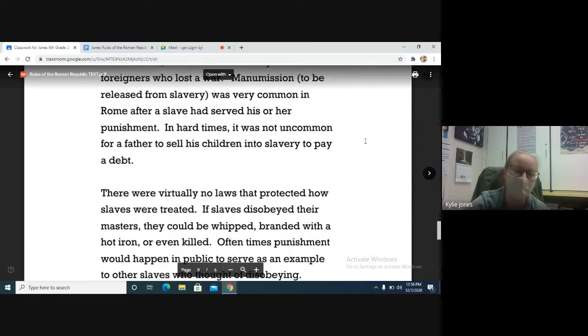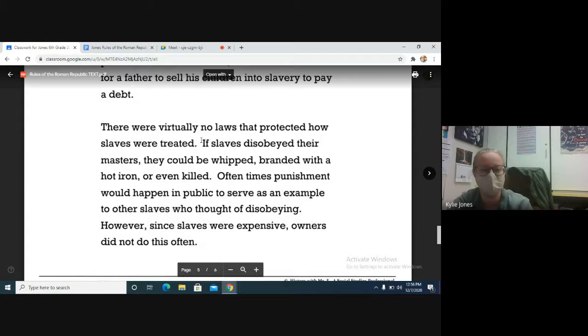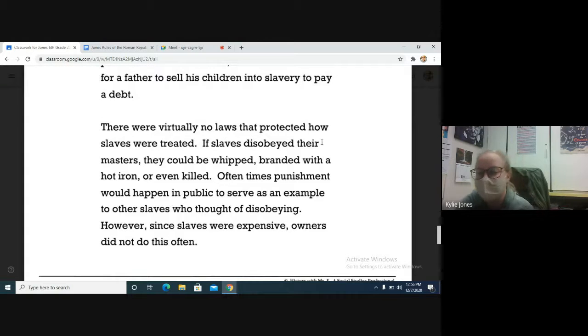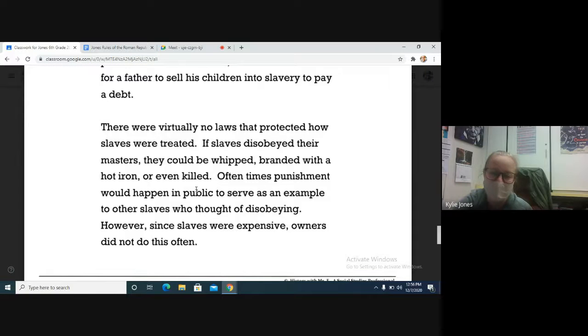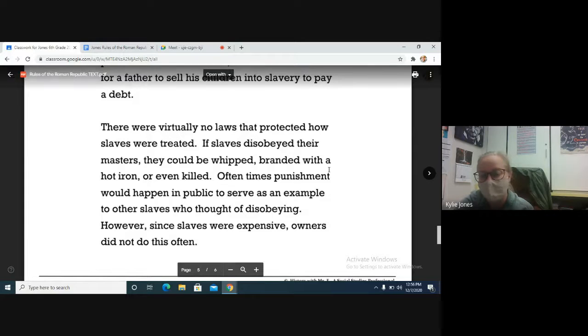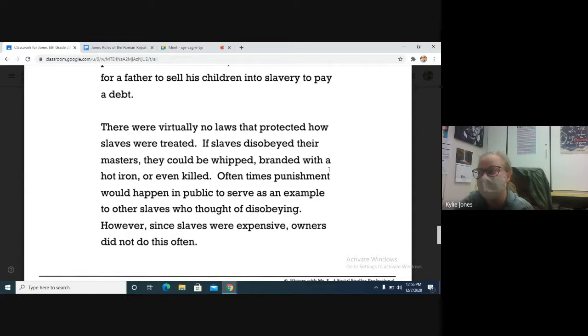Anyway, our last paragraph here says there were virtually no laws that protected how slaves were treated. If slaves disobeyed their masters, they could be whipped, branded with a hot iron, or even killed. Oftentimes, punishment would happen in public to serve as an example to other slaves who thought about disobeying. However, since slaves were expensive, owners did not do this often. So instead of killing their slaves, they would brand them, whip them, but they didn't do it very often because they didn't want to have to buy more slaves, which is sad.